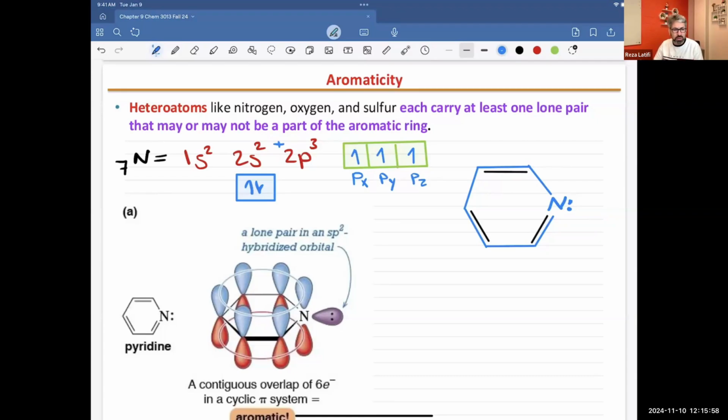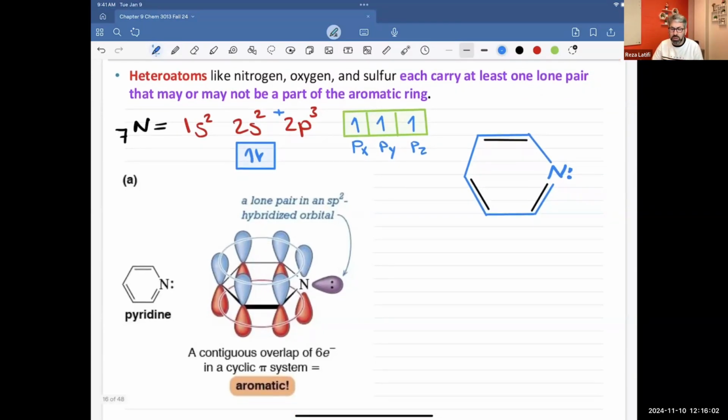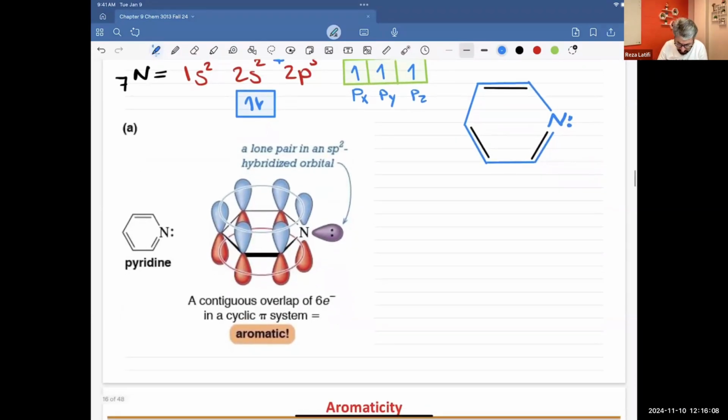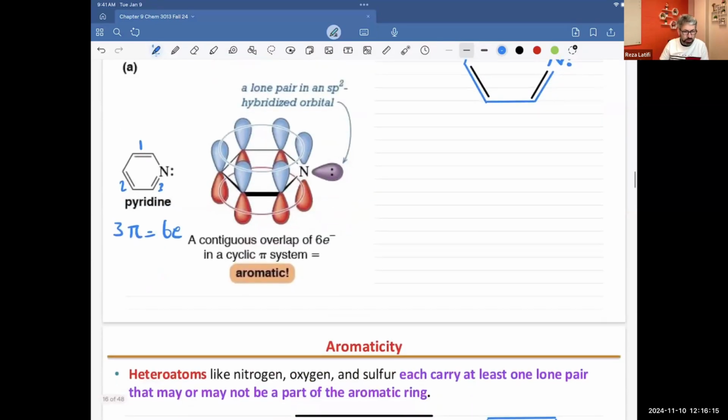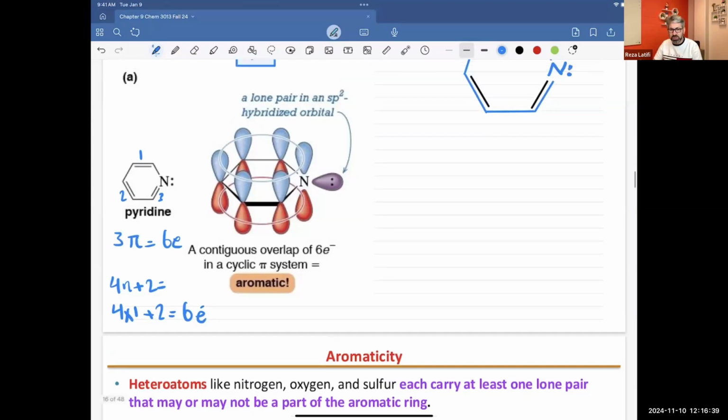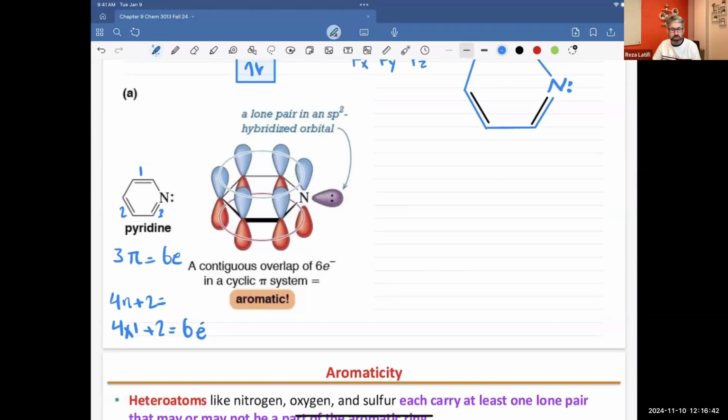Okay, let's tackle the pyridine molecule. Is the pyridine molecule aromatic, yes or no? Let's check the pi bonds. We have 1, 2, 3 pi bonds, so 3 pi bonds means 6 electrons. Are we following the formula 4n plus 2? If n is 1, 4 multiplied by 1 plus 2 is 6. So the system, with 3 pi bonds or 6 electrons, is following Huckel's rule, or the Huckel formula.